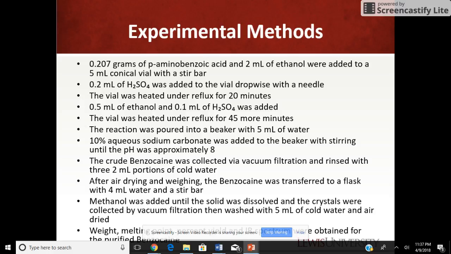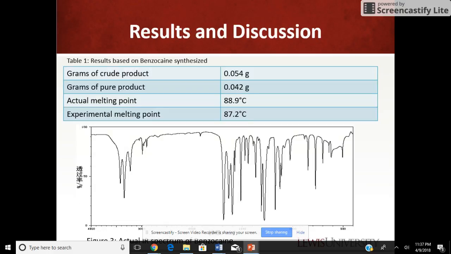We air dried and weighed that, and then purified the benzocaine with more water and methanol, and then air dried that and took the weights. Eventually we found the melting point, percent yield, and the IR spectra for the pure benzocaine. So, a little bit of our results.